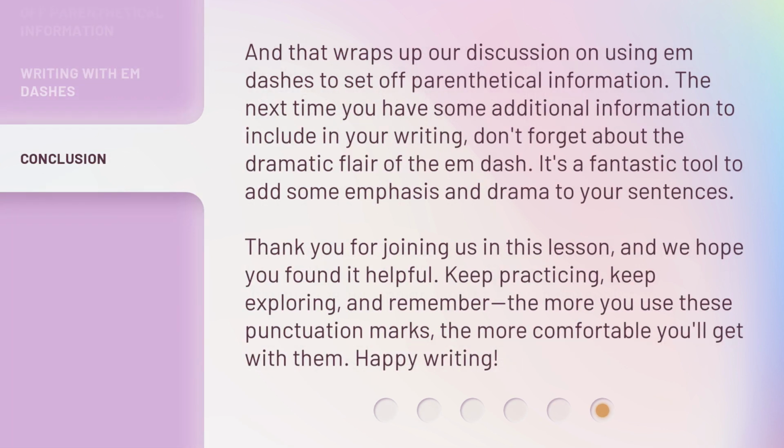And that wraps up our discussion on using em dashes to set off parenthetical information. The next time you have some additional information to include in your writing, don't forget about the dramatic flair of the em dash. It's a fantastic tool to add some emphasis and drama to your sentences.